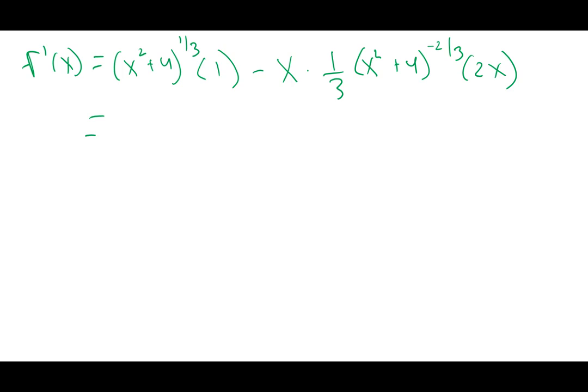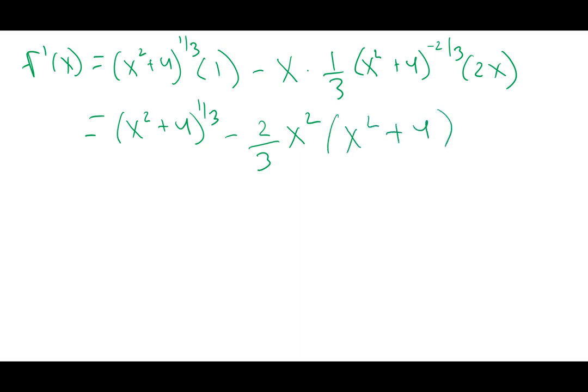I'm going to clean this up ever so slightly. So this is going to be x squared plus 4 to the 1/3. I'm going to drop the 1 because it's implied. 1/3 times x times 2x. That is going to give me 2/3 x squared. And then x squared plus 4 to the negative 2/3 power. So again, take a minute, make sure that I didn't drop anything, make sure you've copied everything down correctly.